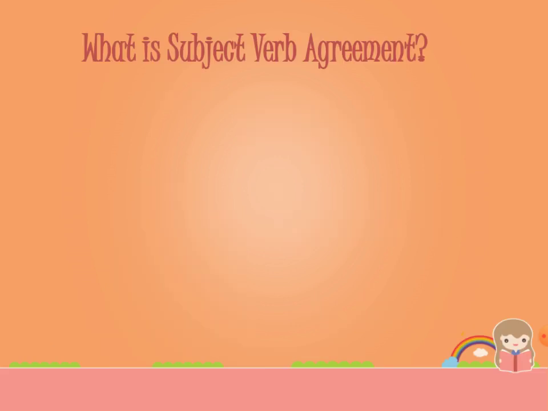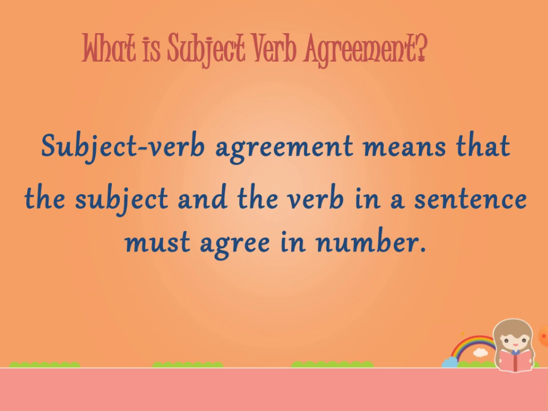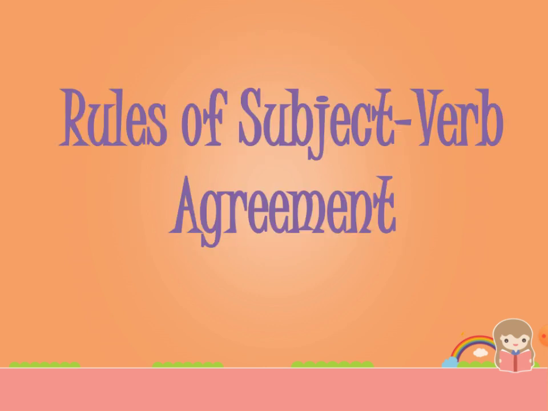What is Subject Verb Agreement? Subject Verb Agreement means that the subject and the verb in a sentence must agree in number. When we talk about the subject of a sentence, it means a noun or a pronoun or the doer of an action. The verb means the action done by the subject. So, whenever we are using the subject and the verb, both have to follow some basic rules. So, let's see what these rules are.